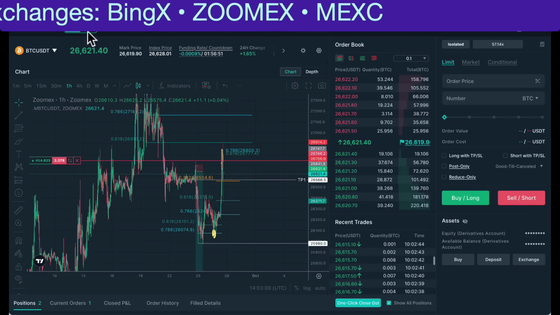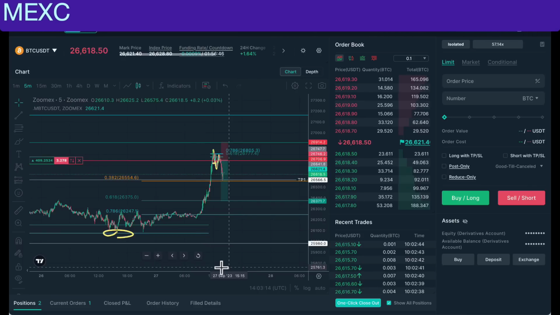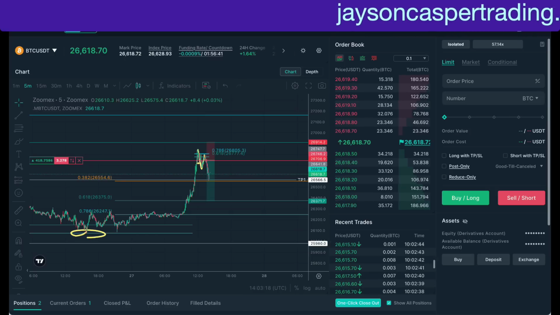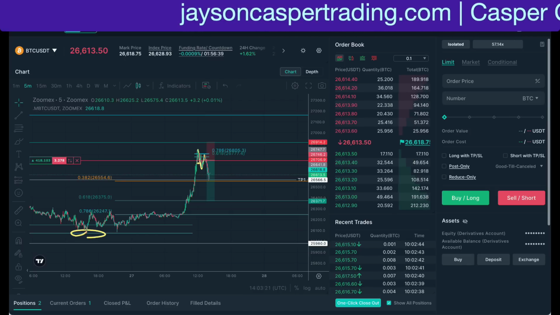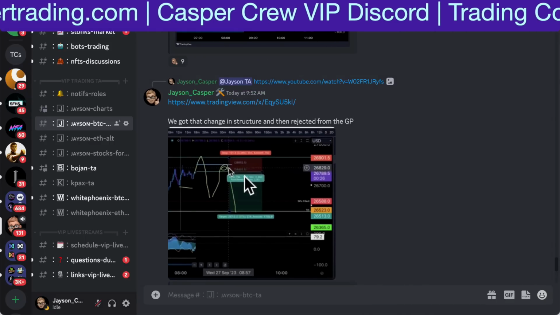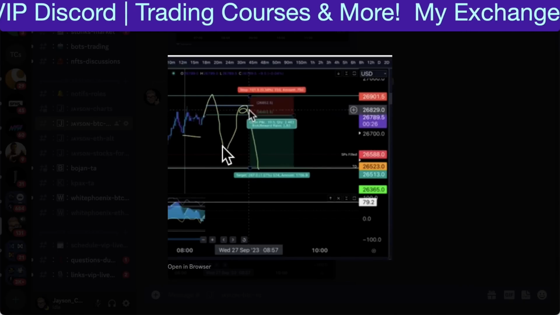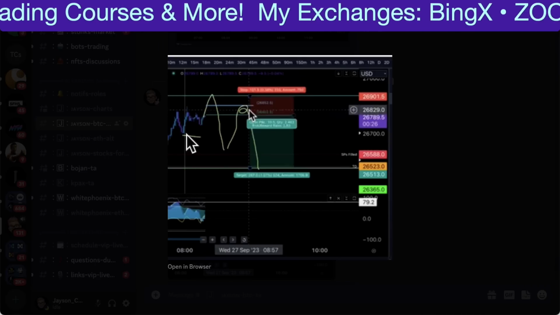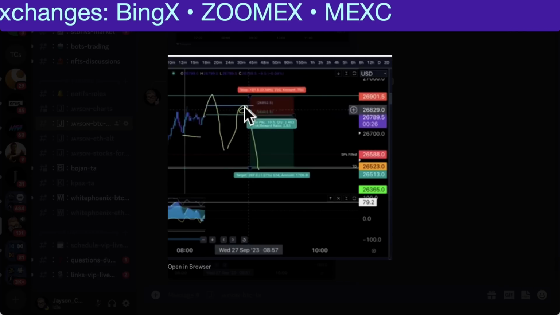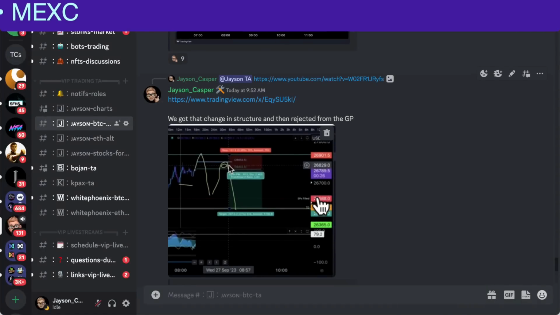So how did I get into this short trade? This strategy is great because it allows you to find trades even if price is not necessarily at a level. So this morning in the Casper Crew VIP Discord, when I was going over my trading plan for the day, you can see that I made a video where basically I was saying we're not at a level yet. However, if we change market structure right here and we come below this previous low, then we can look for a retracement into the Fibonacci golden pocket if we're getting bearish CVD divergences.